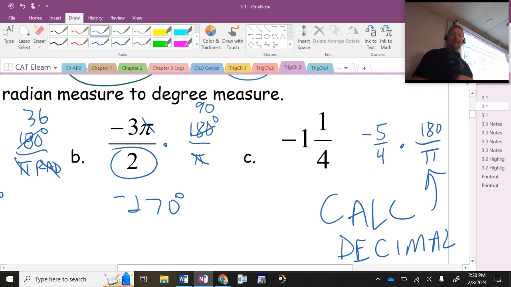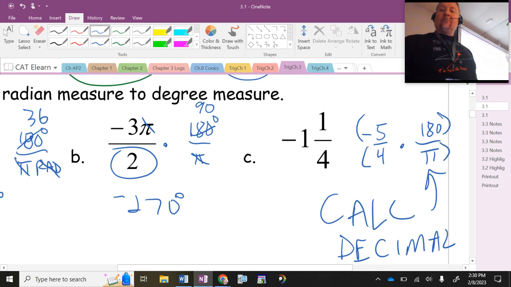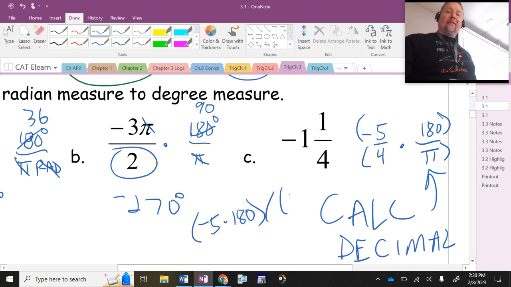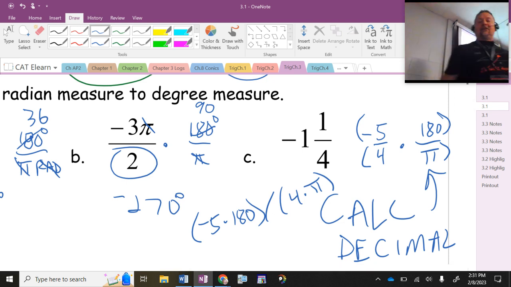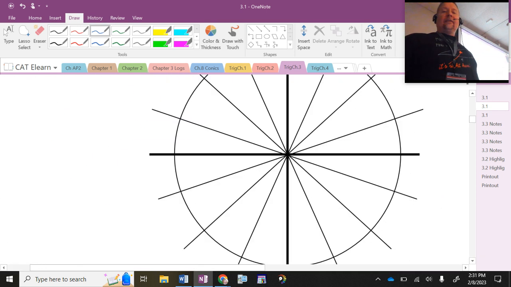All right. And then how do you type this on your calculator? You might put parentheses here and parentheses here. Negative 5 times 180, put that in parentheses, divided by parentheses 4 times pi. That divides both the 4 and the pi. But the pi doesn't cancel, so that's still part of the calculation. Okay, now going to this.